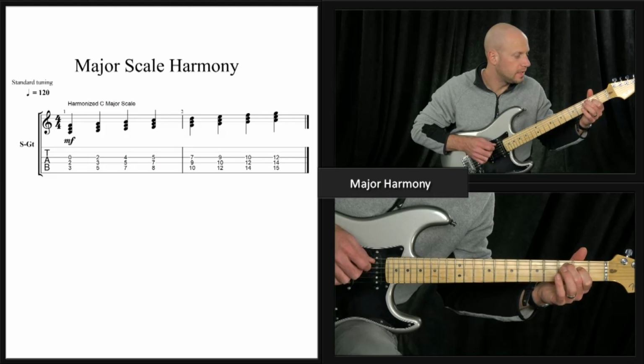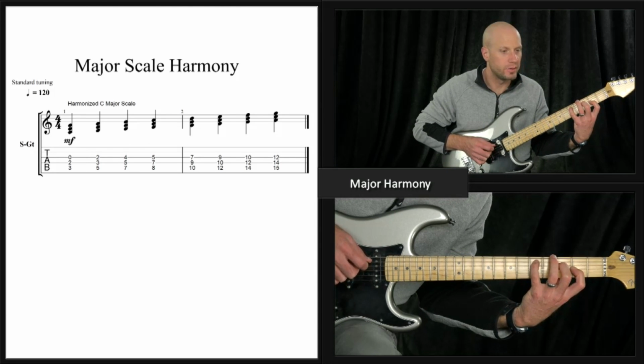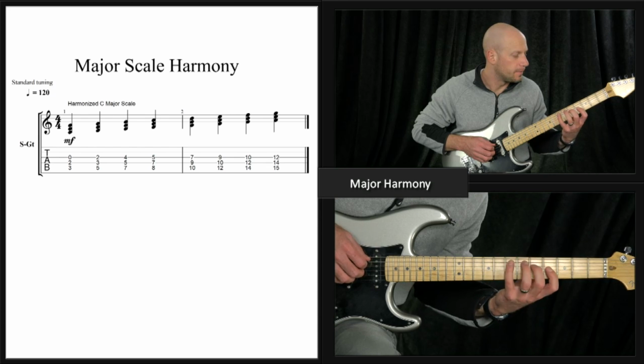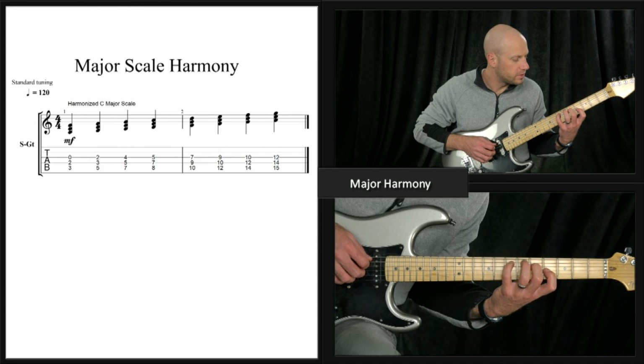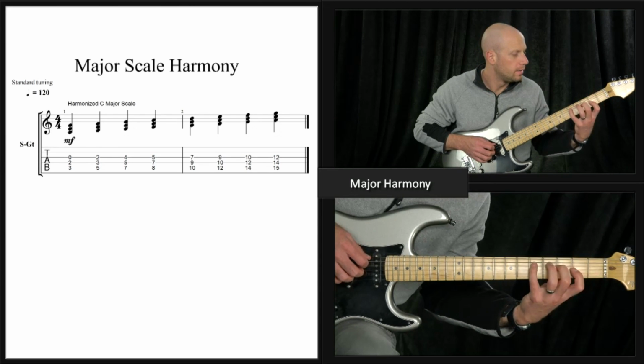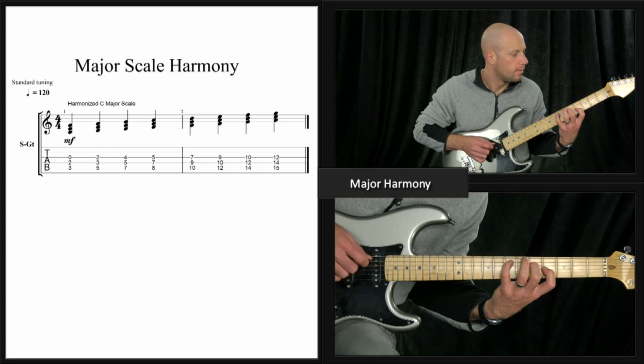Major 1, C, E, G, D, F, A, minor 2, going to the 3rd degree, which is E. If we stack thirds off of E in the key of C, we have E, G, and B. That gives us a minor 3. Major 1, minor 2, minor 3.